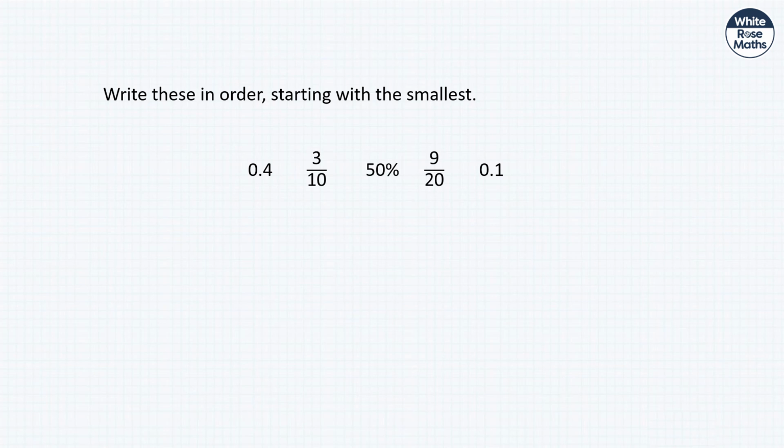Write these in order, starting with the smallest. So I've got your decimals, fractions, percentages. I'm going to change everything into decimals to make it a bit easier. So that'll be 0.3. That'll be 0.5 as a decimal, divide that by 100. And here I did 3 divided by 10 to get 0.3. This one, I'm going to do 9 divided by 20.